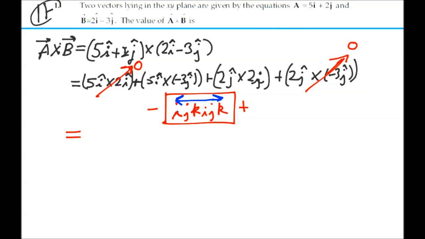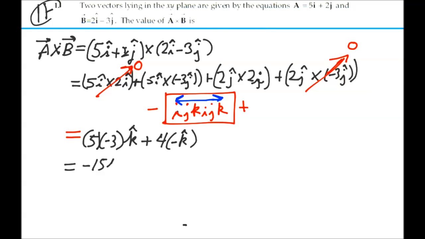So we're left with 5 times a negative 3, and then we have an i cross j. I cross j gives me k. And then we have a j crossed with an i. That's going in the opposite direction, j cross i, so that will give me a negative k. So I'm going to end up with 2 times 2, which is 4, times a negative k. So we have a negative 15k plus a negative 4k, which will give us a negative 19k.